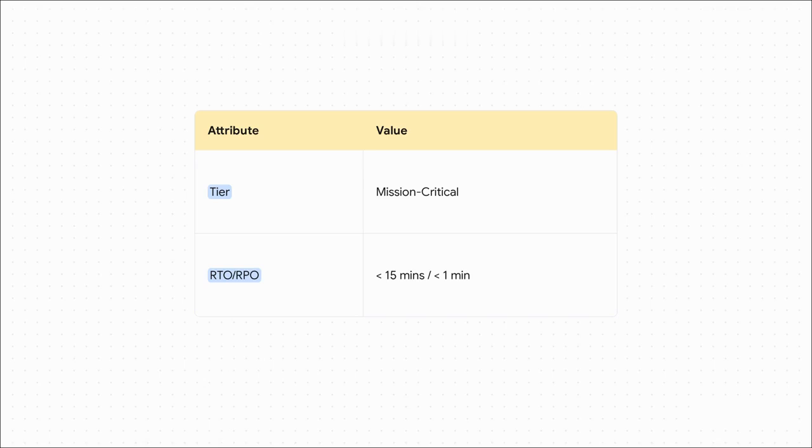And the RPO, less than 1 minute. There is no way we can afford to lose customer orders. These kinds of aggressive targets are completely non-negotiable when an app is tied directly to revenue.